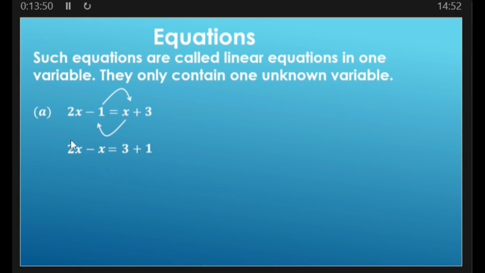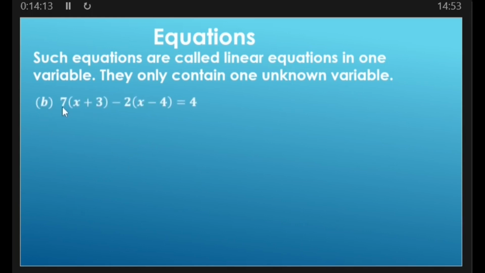Then from here, these are like terms, so we can easily subtract 2x minus x, which will give us x. Then the equal sign will drop, then we add 3 plus 1, which will give us 4. So we have solved this equation. So let's go to another example here, B.